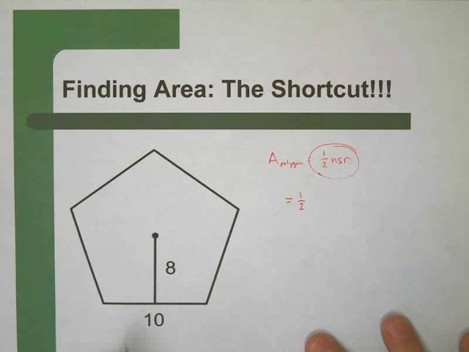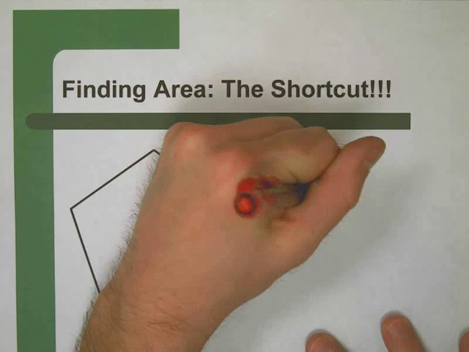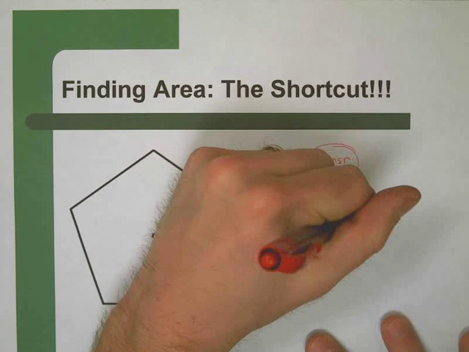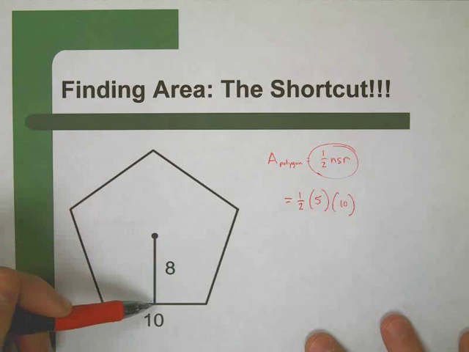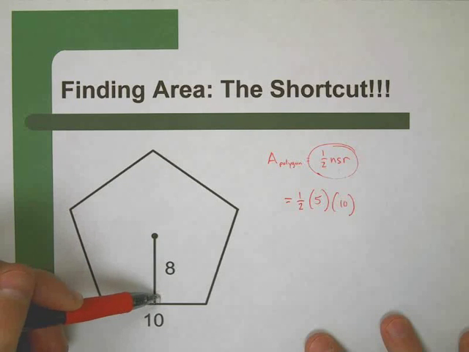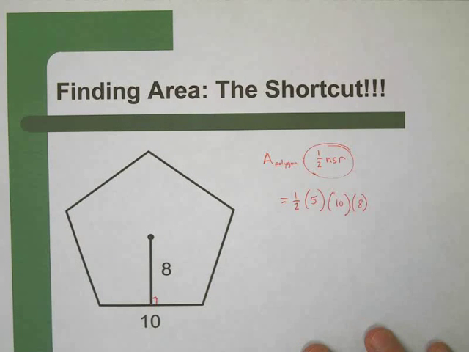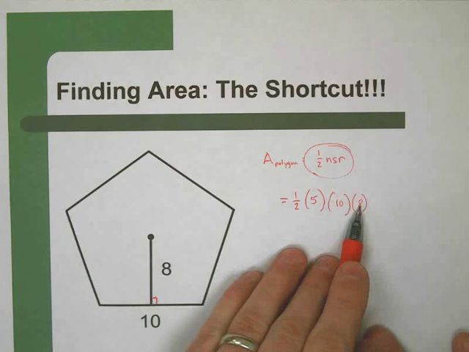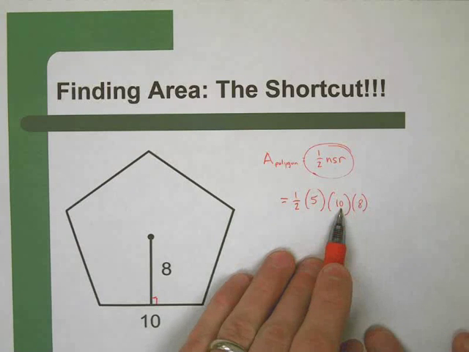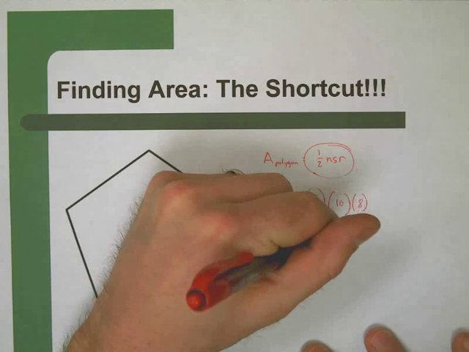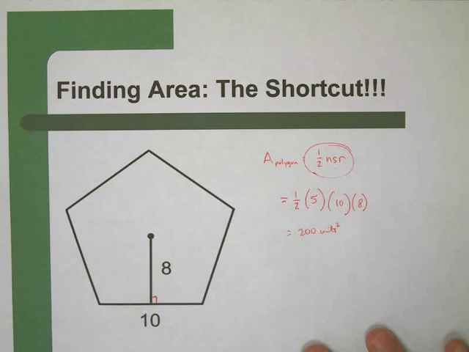So I could have done just 1/2. The number of sides, well, that's a pentagon, so n is going to be 5. Each side length is 10 units in length, so that's 10. And the apothem length from the center down to a right angle, notice it's not to a corner, is 8. And if I multiplied these all together, let's see, 5 times 8 is 40. 40 times 10 is 400. Half of that would be 200 square units, right? So there is a shortcut.